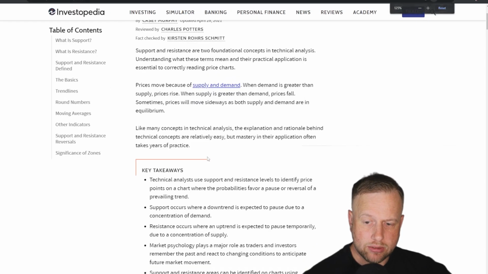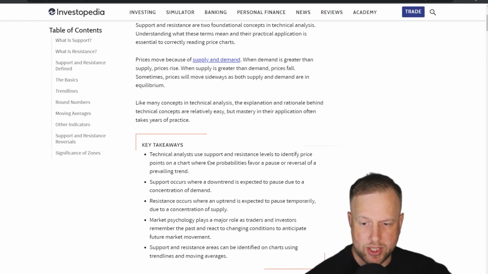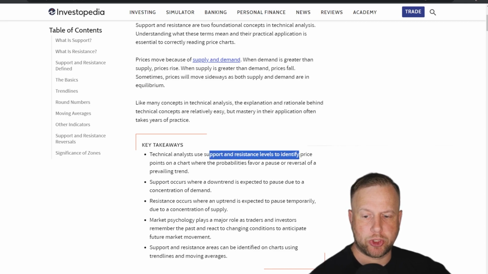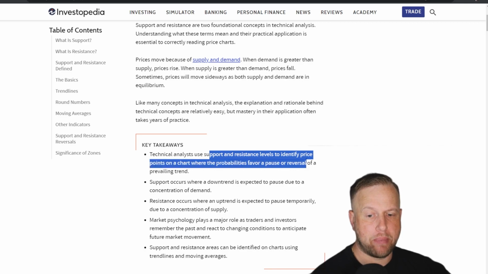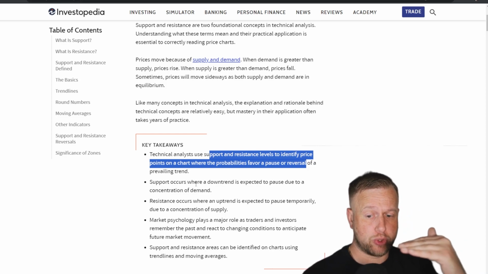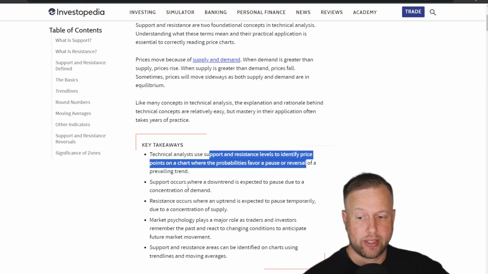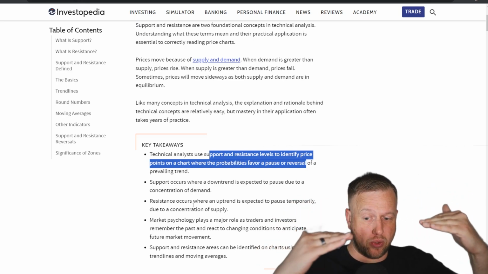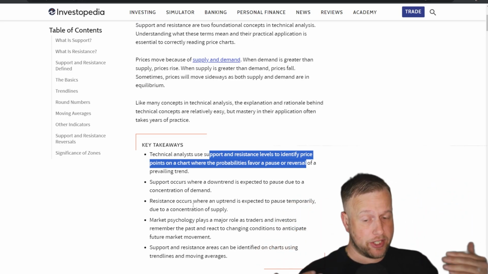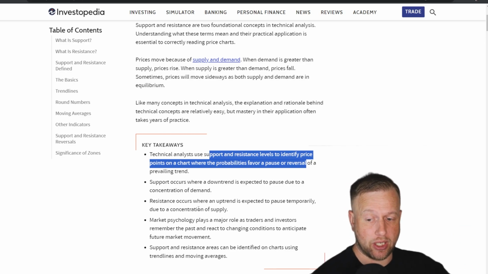So people who do technical analysis use support and resistance levels to identify price points on a chart where the probabilities favor a pause or reversal of a prevailing trend. Support's underneath the price. So it occurs where a downtrend is expected to pause due to a concentration of demand where buyers step in. Resistance is the flip, it's the point above us. So it occurs where an uptrend is expected to pause temporarily due to a concentration of supply.